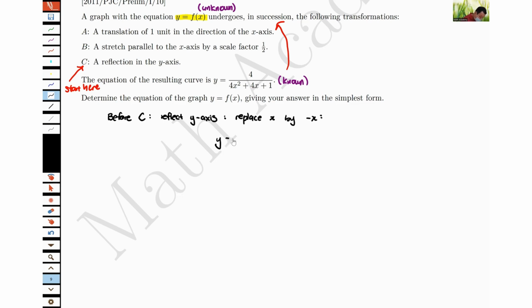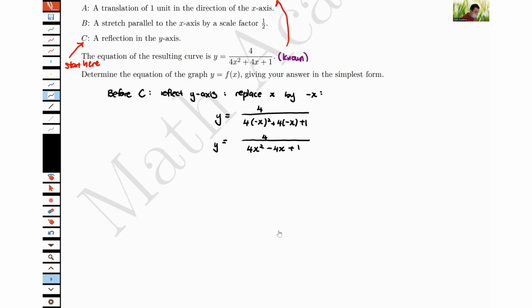So let's go to this equation. We get it replaced. I simplify my equation first. And then we go for before B.